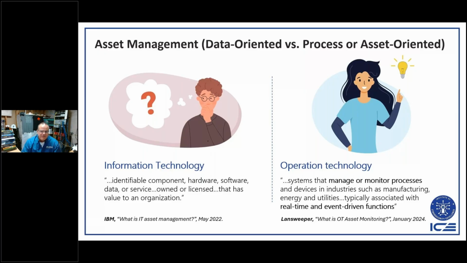But on the operations side, we're looking at assets as they relate to processes or systems, and those are of value to the organization that directly affects the bottom line. We talk about productivity and uptime, especially in areas such as manufacturing, energy, and utilities, typically associated with real-time and event-driven functions. So it's a bit of a mindset change.